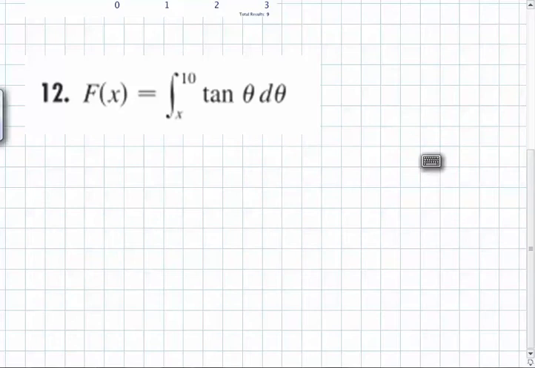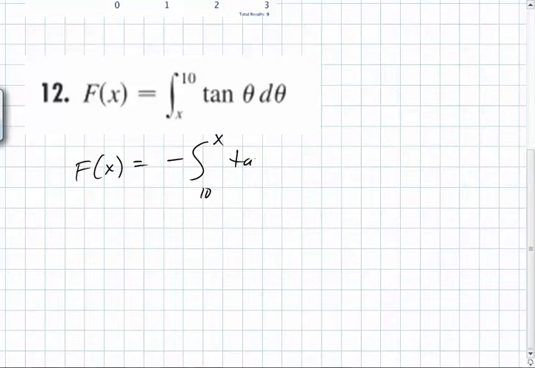Okay, so what's standing in your way to applying the fundamental theorem of calculus part 1? There's not a constant at the bottom. Yeah, so you need to flip it over. F of x is the opposite, the integral from x of tan theta d theta. So what is f prime of x going to be?